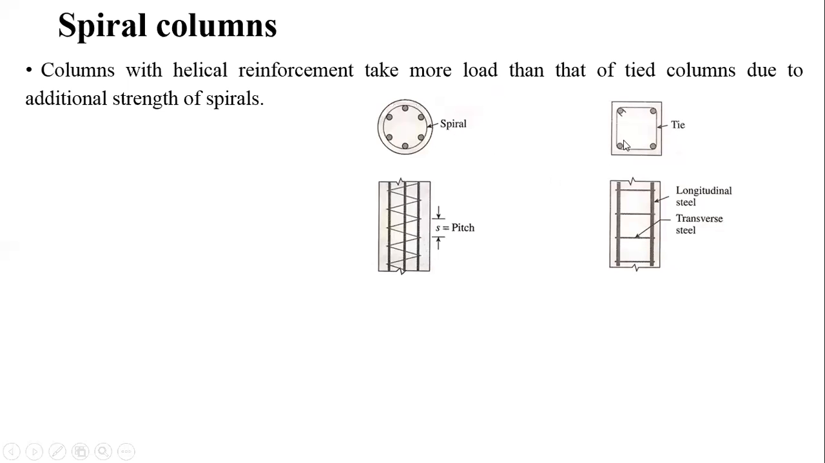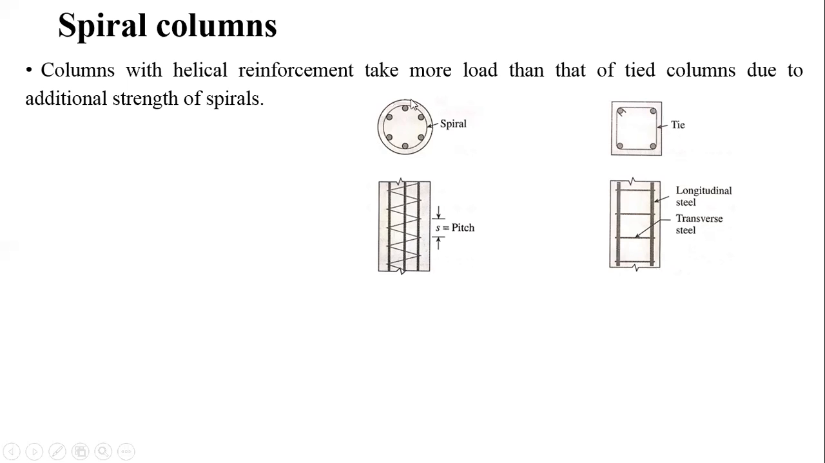You'll see here, in the case of tied columns, we are using a tie around these longitudinal bars. So this is my tie. If you see the longitudinal section, you will see that these are my vertical bars or main reinforcement, and these are lateral ties, which we also call transverse steel.